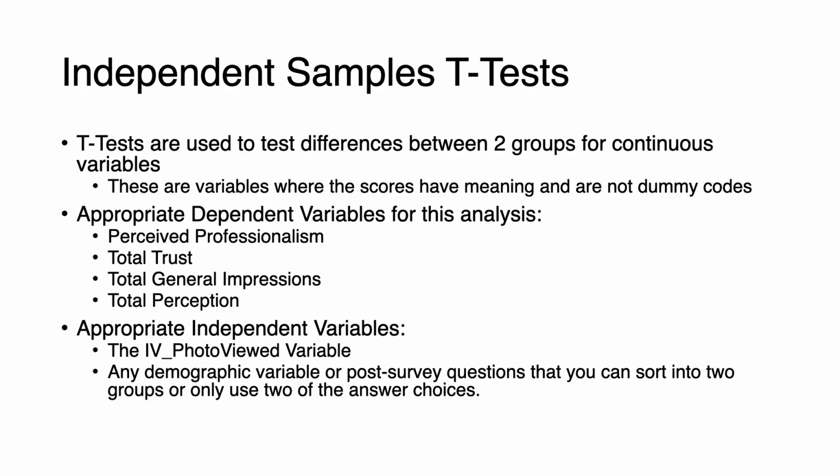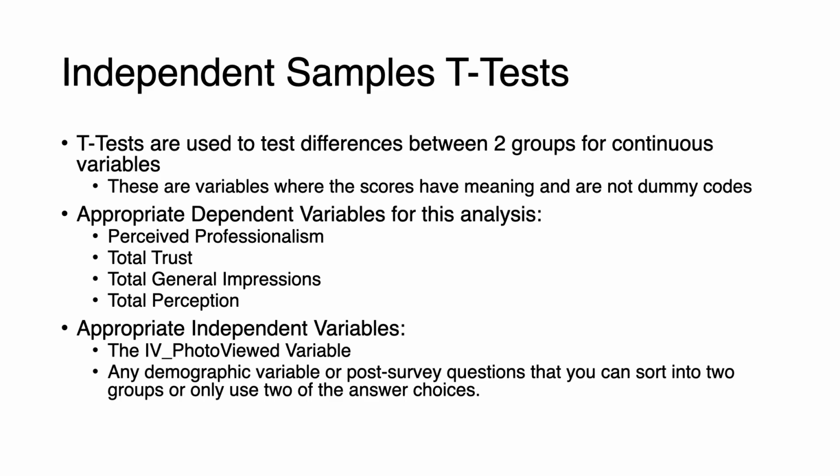Independent samples t-test, again, only utilizes 2 different groups. So if you want to use any demographic variables or any of the post-survey questions that we have, we do have some post-survey questions that ask how the individual feels about tattoos, whether or not they have tattoos. You can sort them into 2 groups. Make sure you are paying attention to the codes.